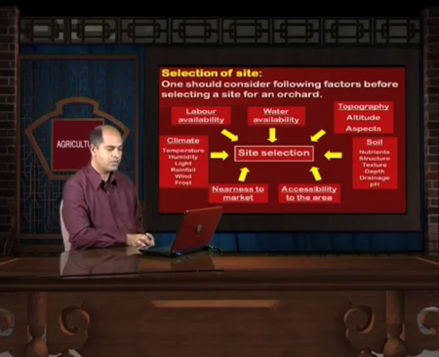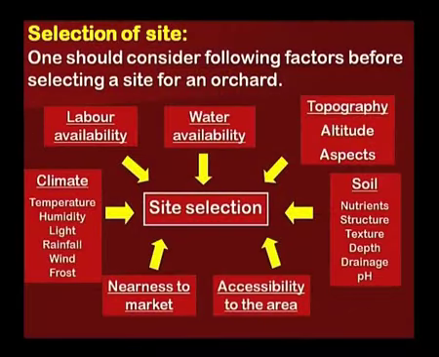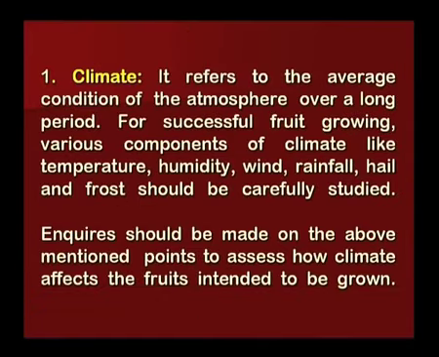For selection of site, one should consider the following factors before selecting a site for an orchard, and these factors are climate, labor availability, water availability, topography, soil conditions, accessibility to the area, nearness to the market, etc. Now we will discuss each factor in detail.